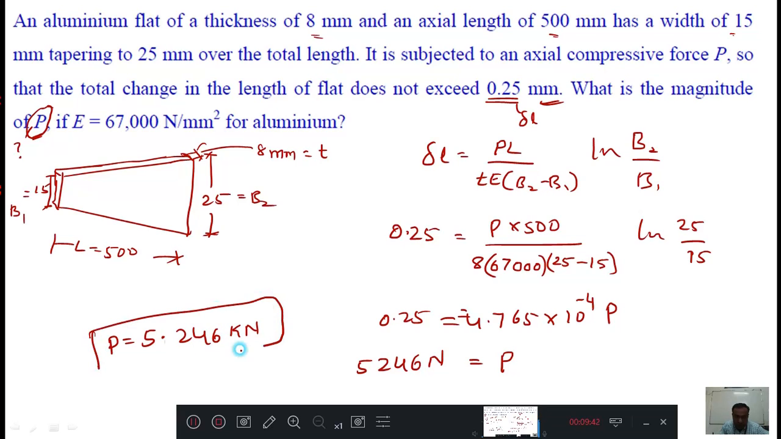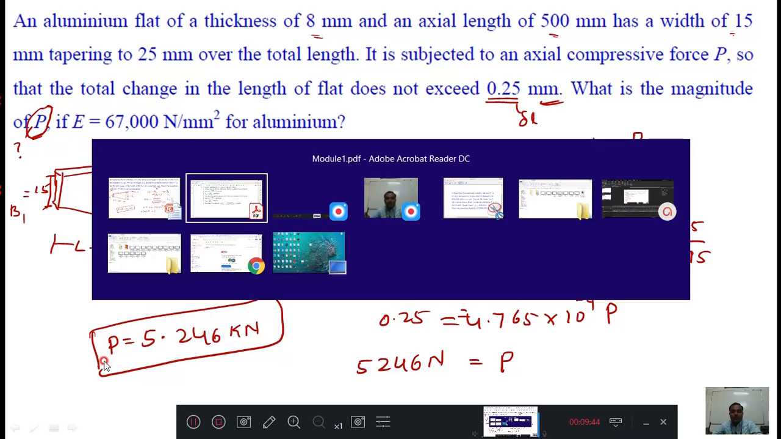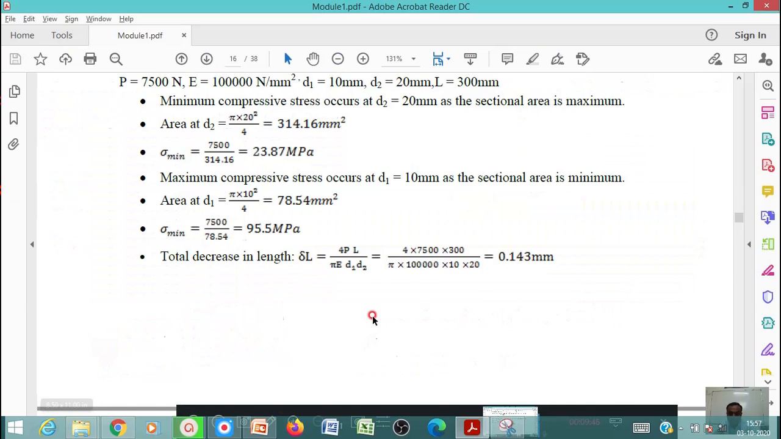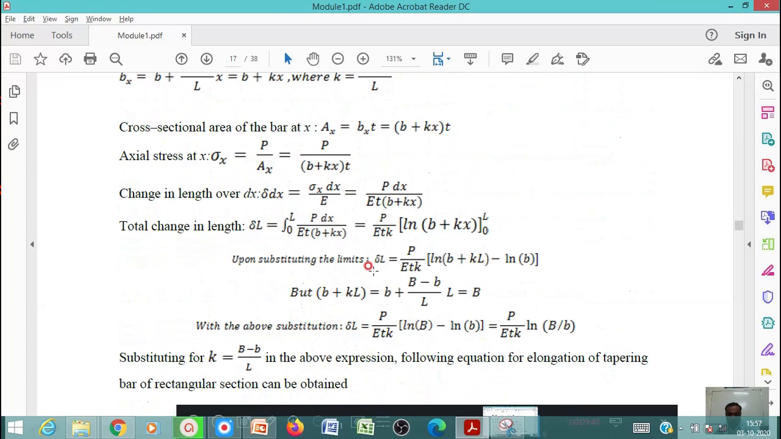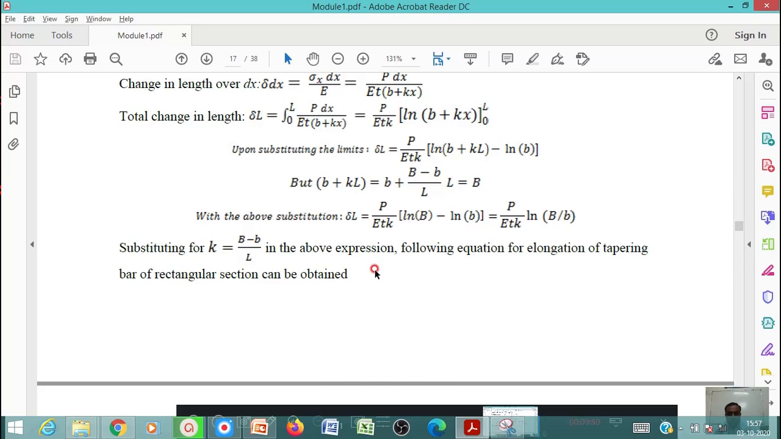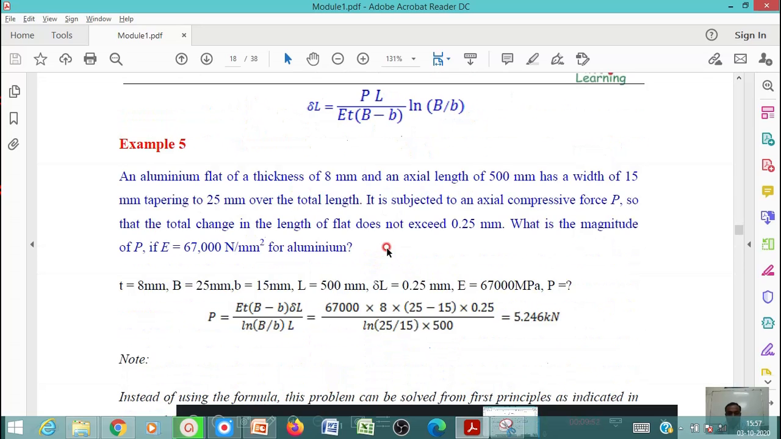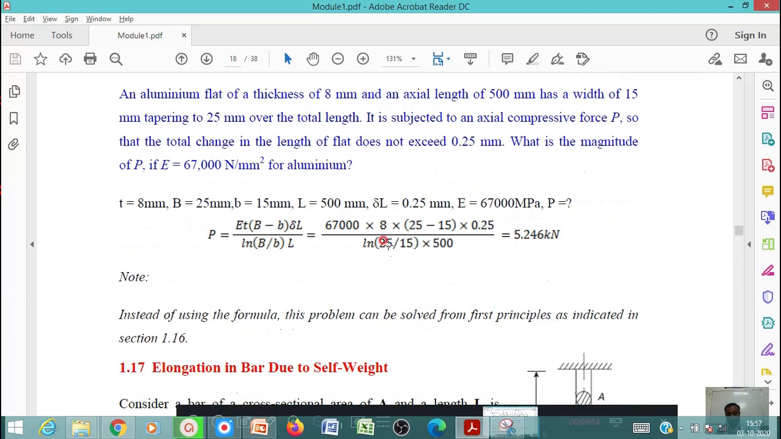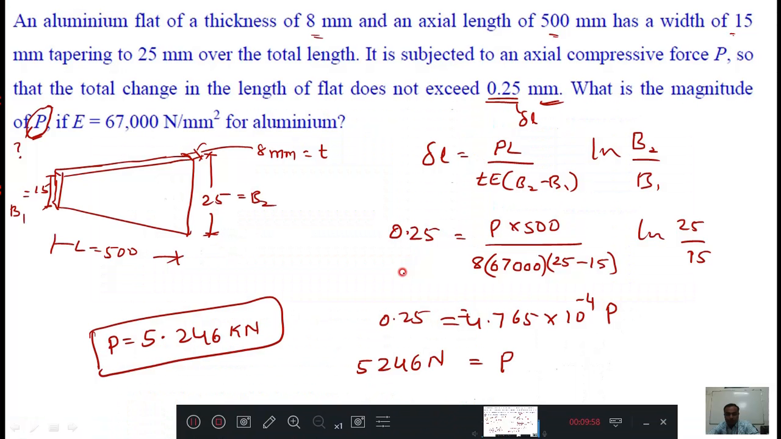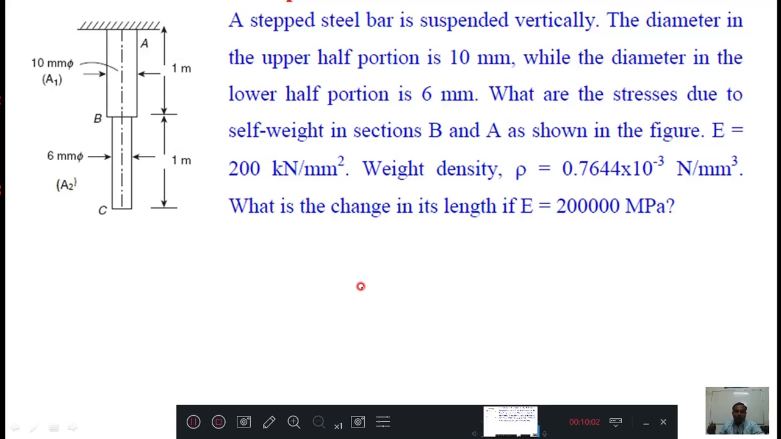Means this much only a load I can apply, so that it will be okay. If I apply more than 5.246, then it will exceed 0.25 mm. Therefore that is the correct answer. Then we'll go to the third problem. Very interesting.